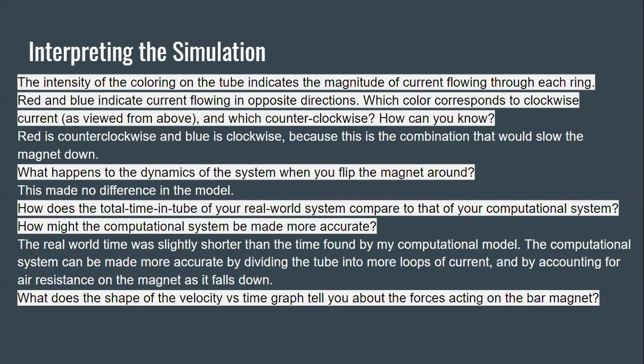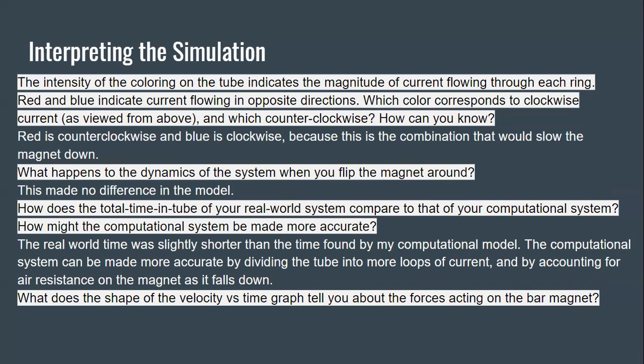So then how does the total time in the tube of your real world system compare to that of your computational model, and how might the computational model be made more accurate? So the real world time was slightly shorter, it was 1.2 seconds versus what I found in my computational model, which was 1.32 seconds. And the computational system can definitely be made more accurate by dividing the tube into more loops of current or by accounting for the air resistance on the magnet as it falls down.